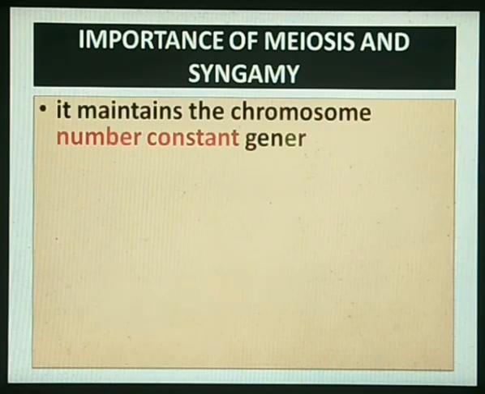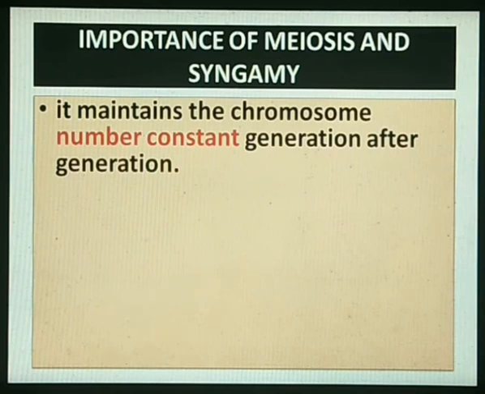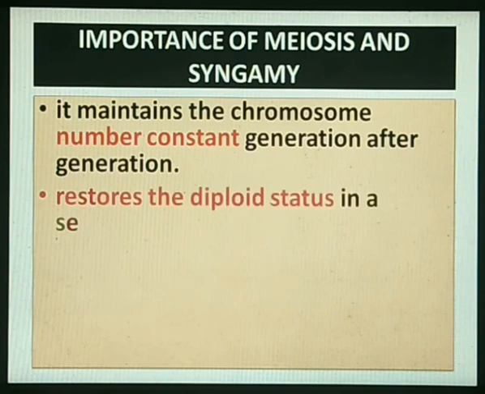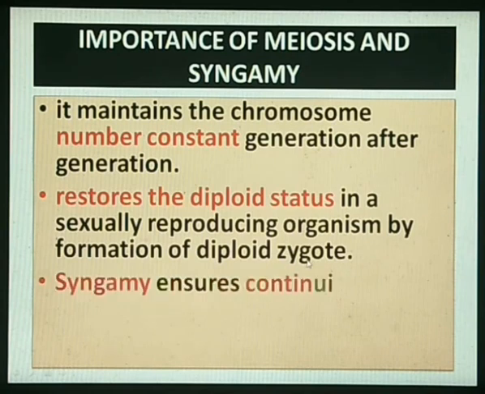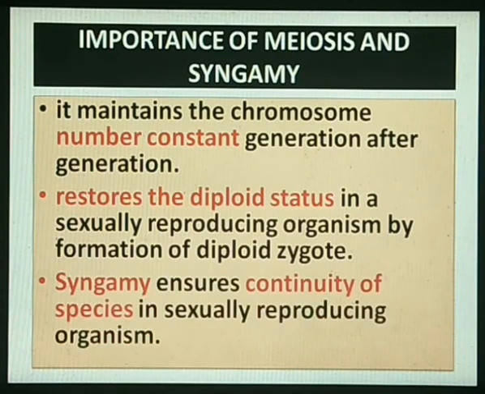Why? Because it maintains the chromosome number constant generation after generation, and also it will restore the diploid status when the union of male and female gamete takes place. So the number of chromosomes present in the zygote will be similar to that of the parental one. Also, fertilization will help in the continuity of life, and due to this sexual reproduction, generation after generation, these species will survive.